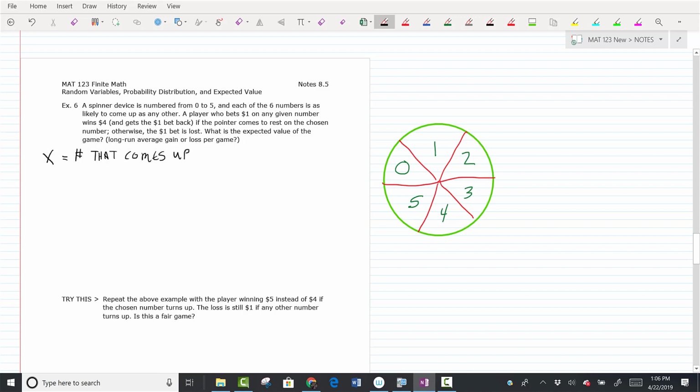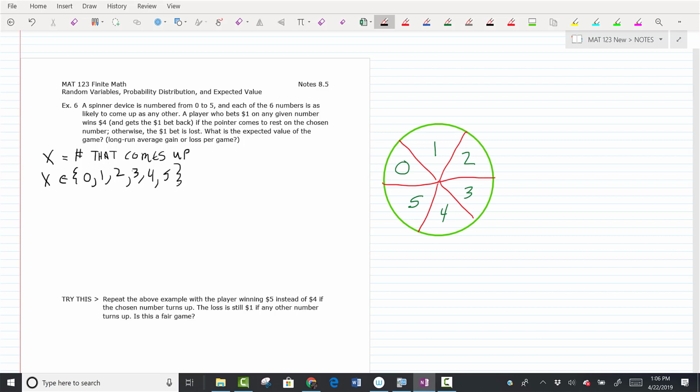Okay, whatever that is, okay? So there's 6 possibilities. You're going to spin the wheel and you're going to get a 0, a 1, a 2, a 3, a 4, or a 5. So those are the possible outcomes. The random variable is what number shows up on that.